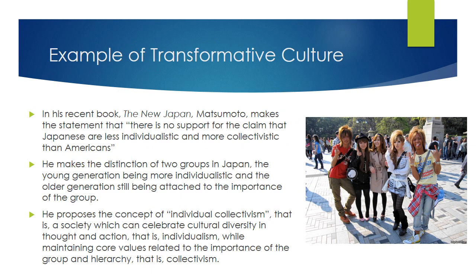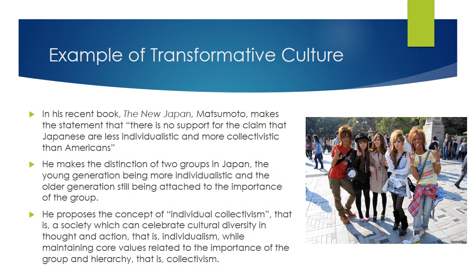In his recent book, The New Japan, Matsumoto makes the statement that there is no support for the claim that Japanese are less individualistic and more collectivistic than Americans. He makes this distinction of two groups in Japan, the young generation being more individualistic and the older generation still being attached to the importance of the group. And that was always this idea in Japan and many other Asian countries, that it is better to benefit the whole than the individual. So the benefit of society was more important.